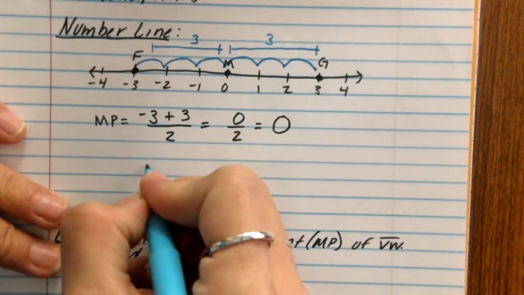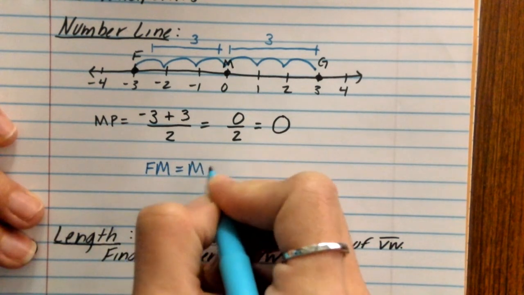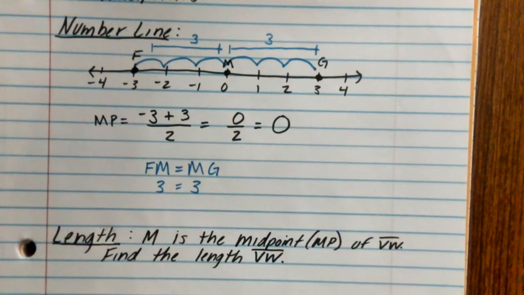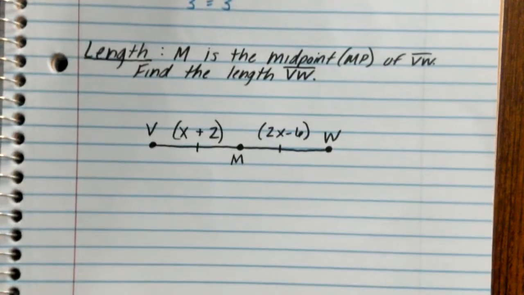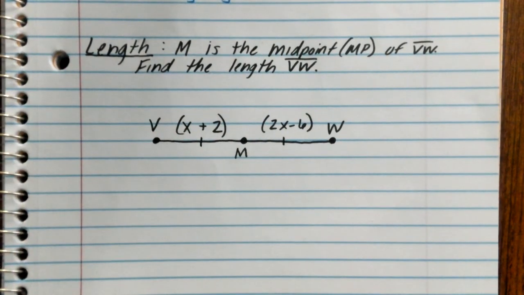Here we have FM is equal to MG, and that's going to come down to 3 equals 3. So we're looking at length. We're looking at the distances between them. So here, one thing we need to notice is, go ahead, pause it, write it down. Now that you have it written down, we're looking at M as the midpoint.